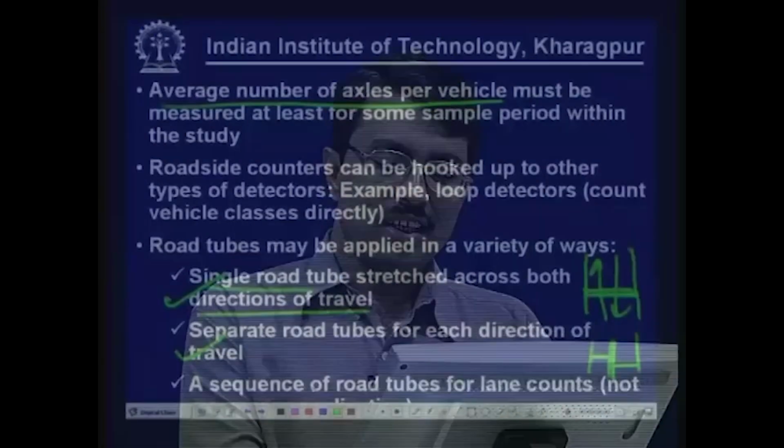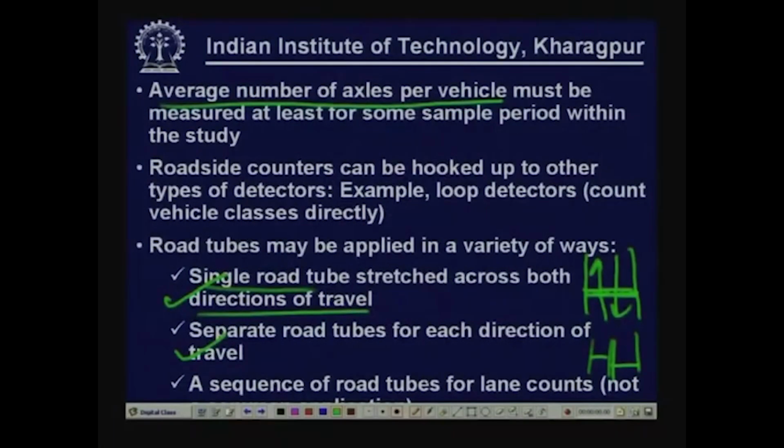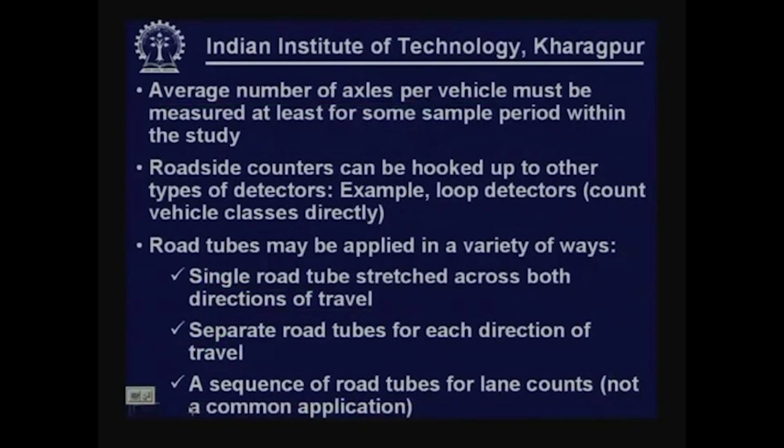So, it may be necessary to record the traffic volume data lane wise. If one pneumatic tube is placed across all the lanes, then we know the total volume, but we do not know the lane wise distribution. If necessary, a sequence of tubes may be used for lane counts, but it is not a very common practice. Most of the cases we use separate road tubes for each direction of travel.